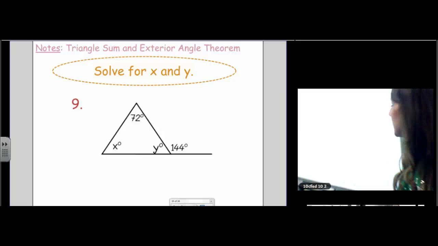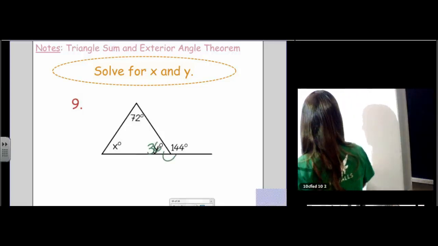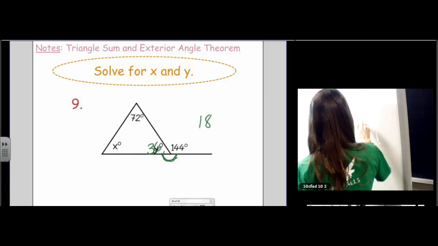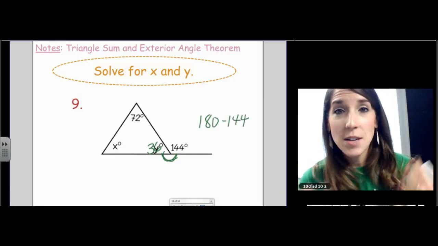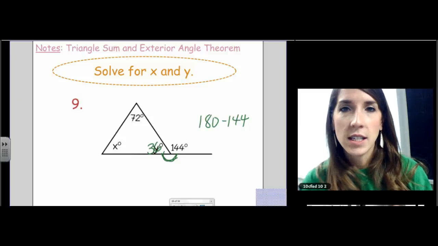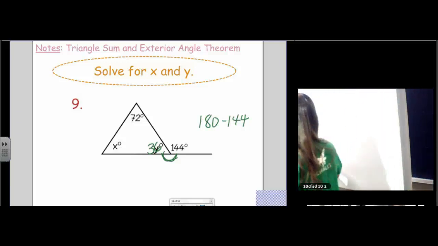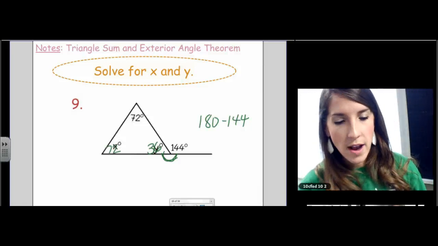Okay, very good, Ganesh. We would probably solve for y first. Y is 36 because these 2 angles are a linear pair. So you would do 180 minus 144 and you would get 36. Then you would use the triangle angle sum theorem. You would add up 72 plus 36, subtract it from 180 and you would get 72. So what kind of triangle is this?